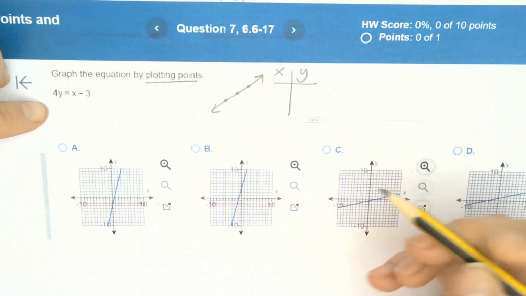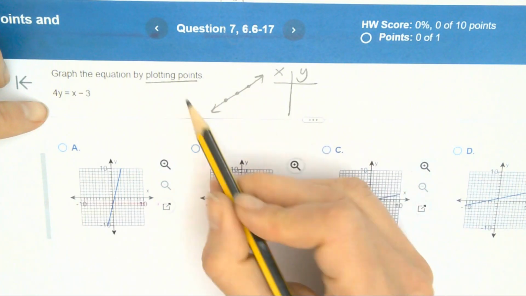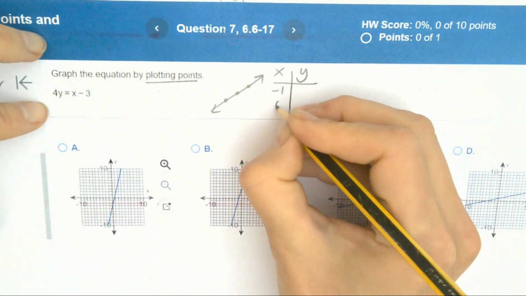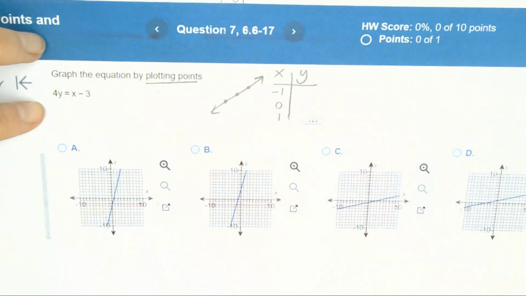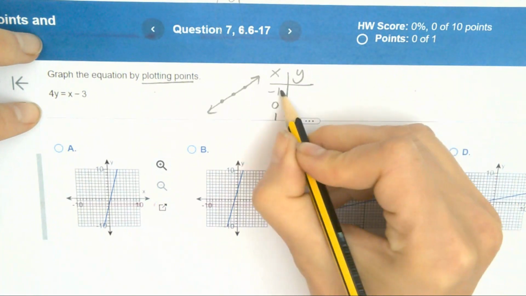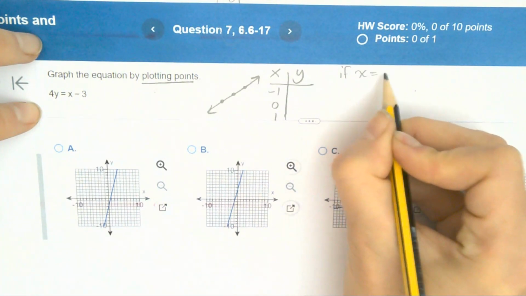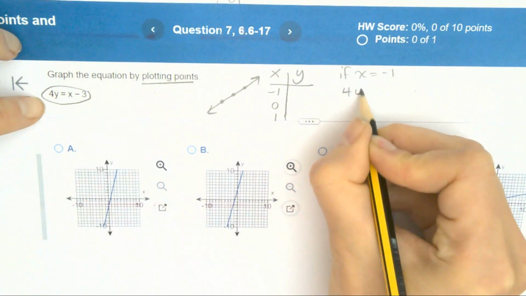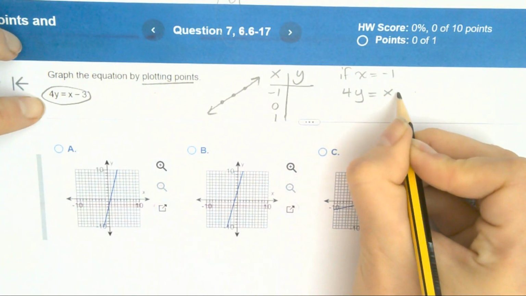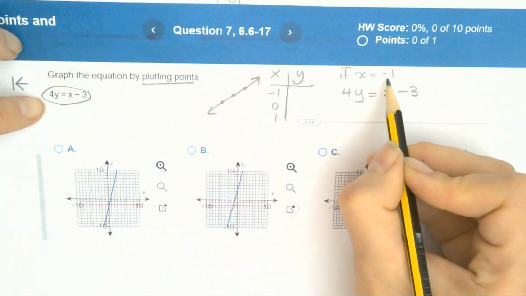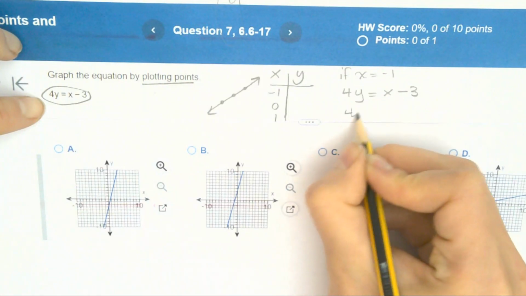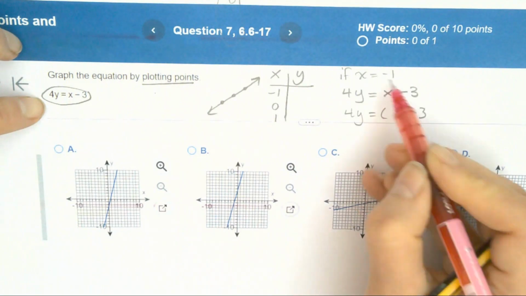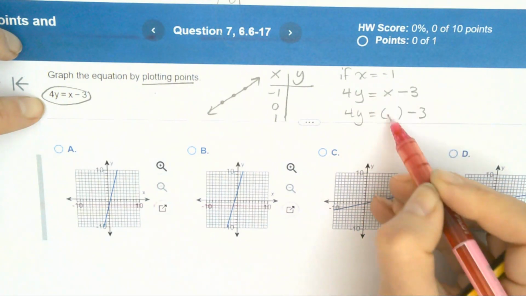And we always choose 3 points when we're plotting points. And we choose easy ones. So let's choose -1, 0, and 1. Okay? So let's do the first one. If x equals -1, let's copy out this: 4y equals x minus 3. So let's put a bracket wherever the x is. And then wherever the x is, we're going to replace it with -1.